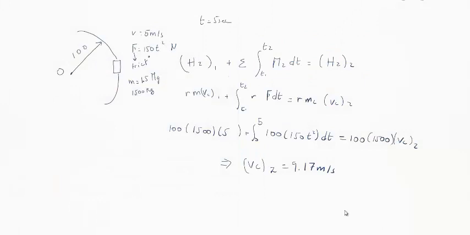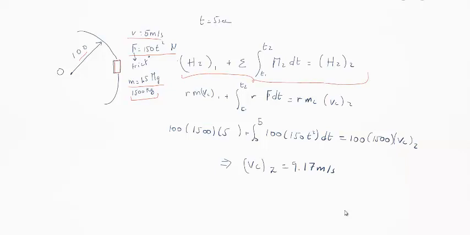Now if we have a problem here, moving in a circle, radius 100, we have velocity equals 5, force equals 150 t squared, mass is 1.5 megagrams, which is 1500 kilograms. Now doing the conservation of momentum here.